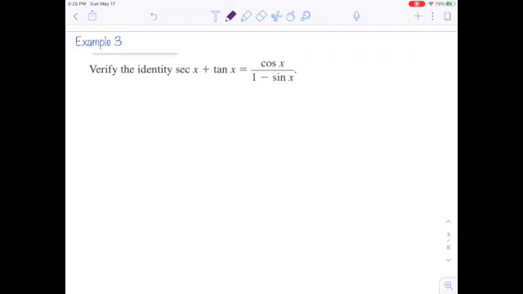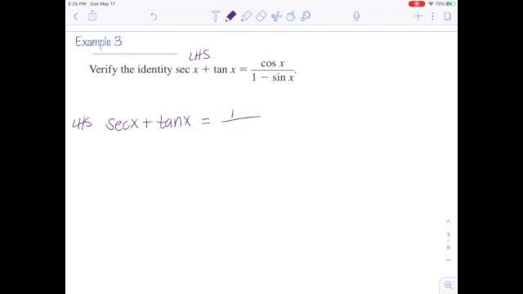Our next example, we add a little extra layer. So we've got verify the identity. I'm going to start again on the left-hand side. It looks a little more complicated with that secant and the tangent for me. So left-hand side, start there. Secant of x plus tangent of x.